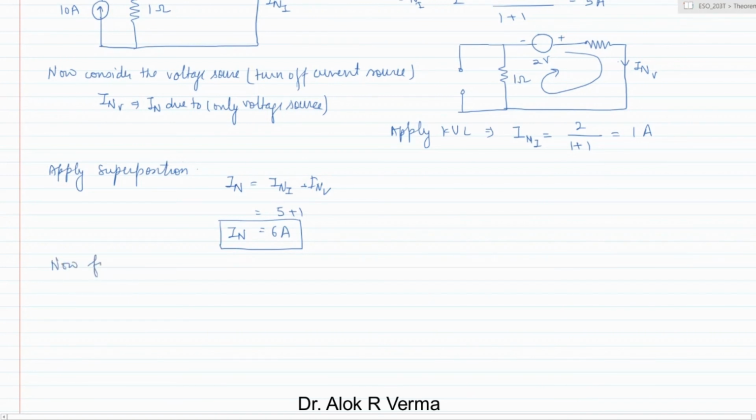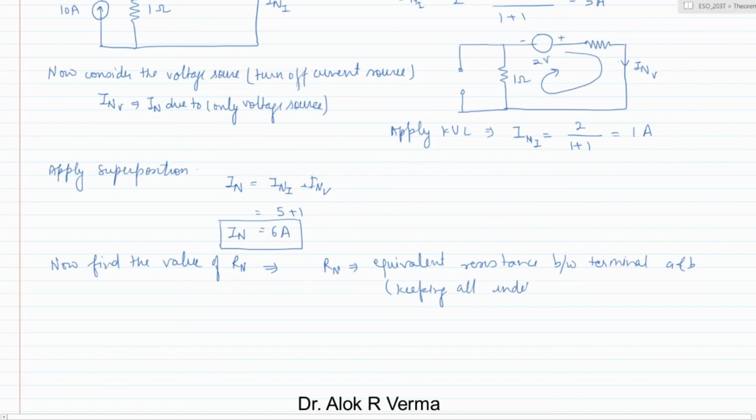Now we have to find the Rn. Rn is the equivalent resistance between terminals A and B, keeping all independent sources off. If there is a dependent source present, we cannot remove it.